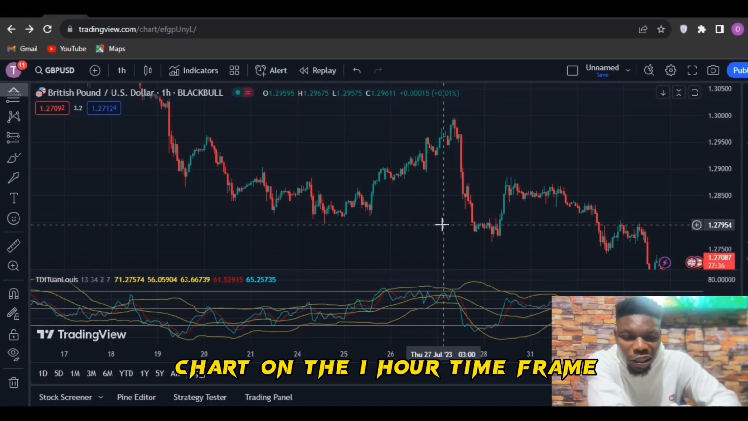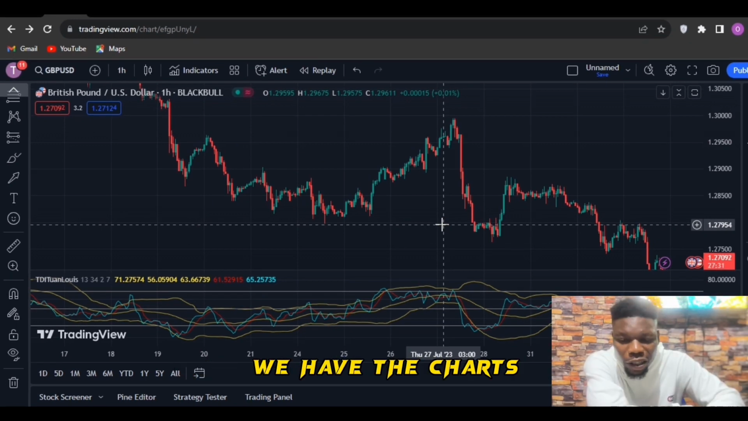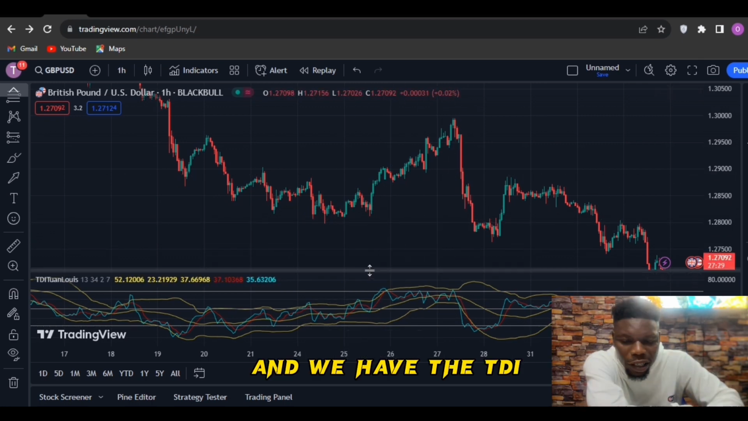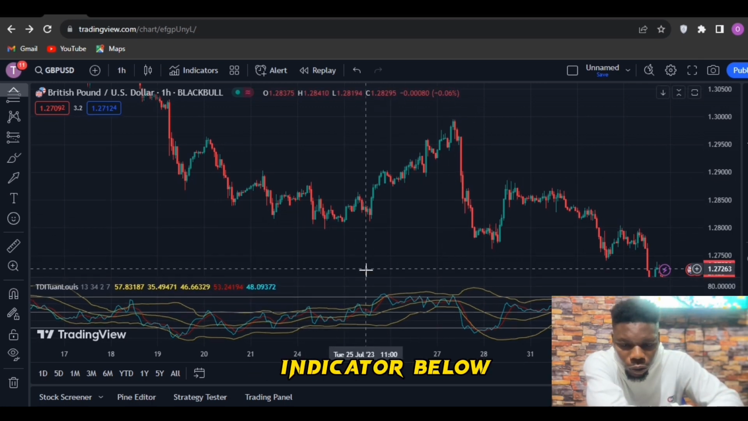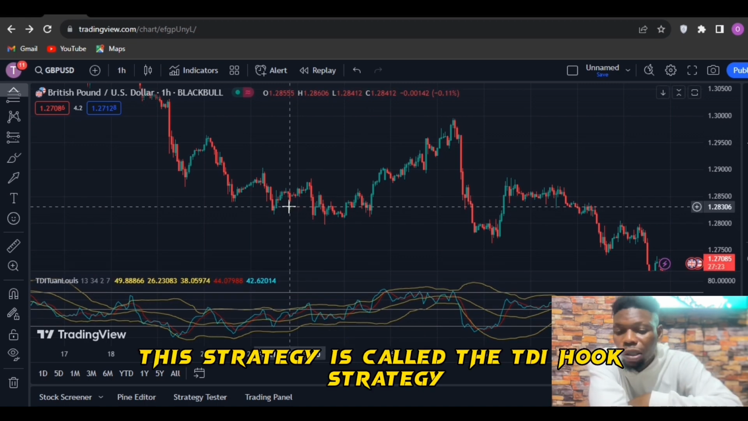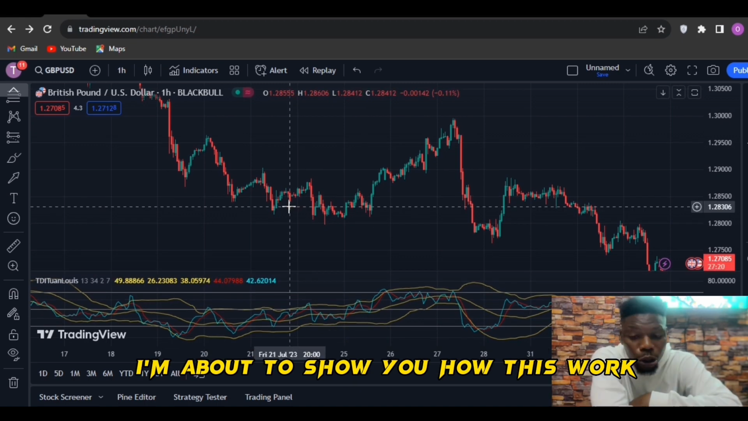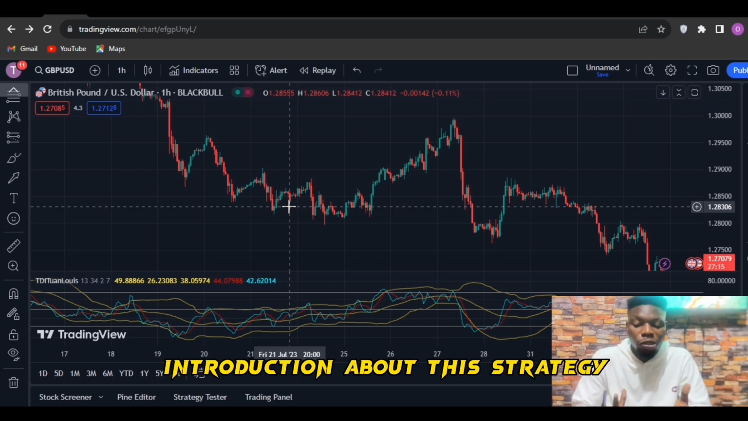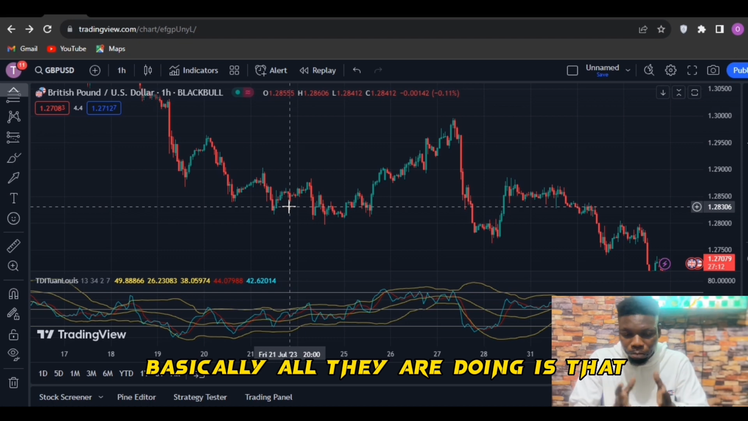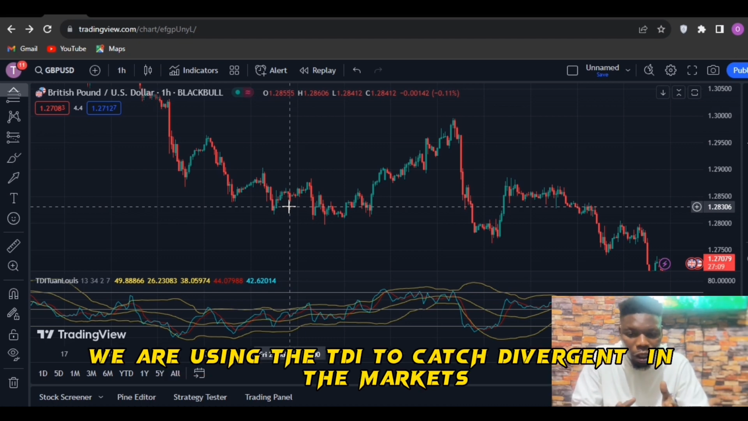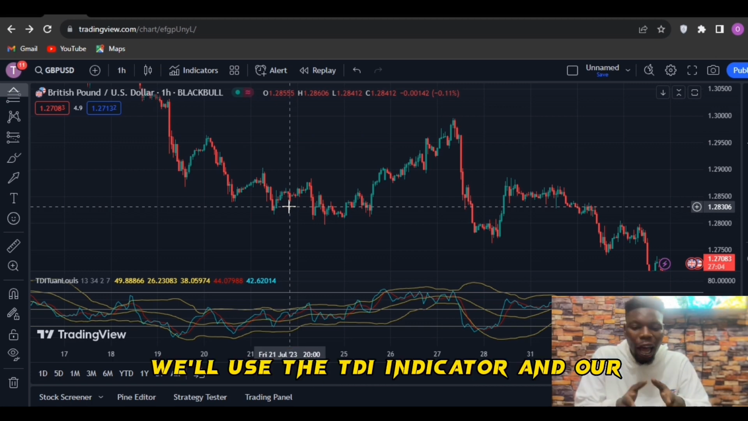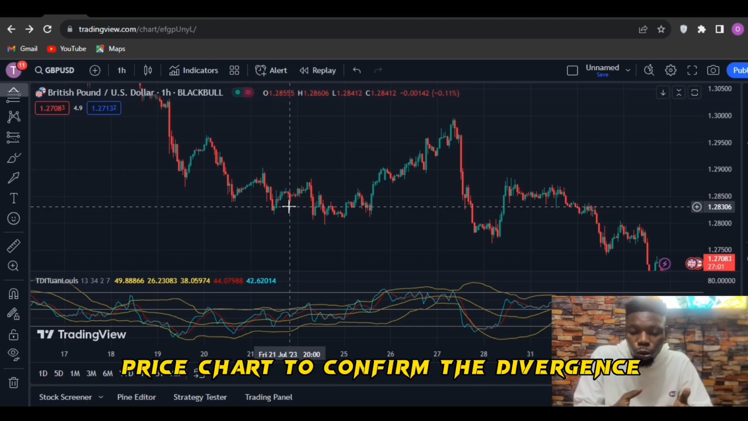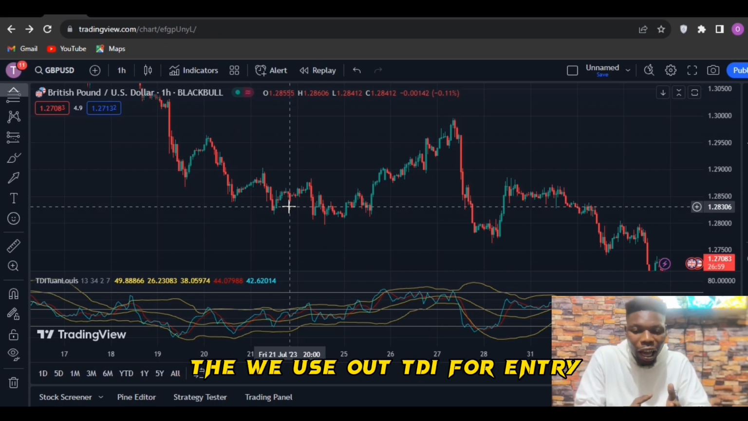On the GBP/USD chart on the 1 hour time frame, as you can see, we have the chart and we have the TDI indicator below the chart. This strategy is called the TDI Hook strategy. I'm going to show you how this works. Basically, let me do a quick introduction. We are using the TDI to catch divergence in the market. We use the TDI indicator and the price chart to confirm the divergence. Then we use our TDI for entry.